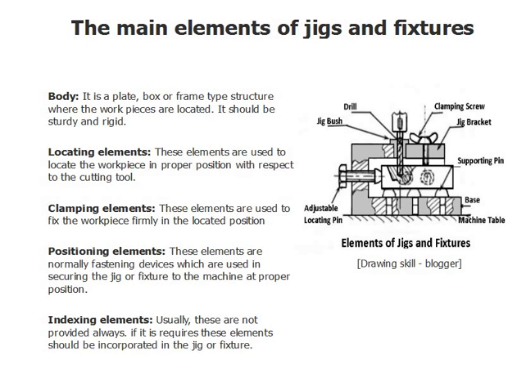Locating elements are used to locate the workpiece in proper position with respect to the cutting tool. Clamping elements is another part. These are used to fix the workpiece firmly in the located positions. Positioning elements normally are fastening devices which are used in securing the jigs and fixtures to the machine at proper locations. So normally the positioning elements are used to fix the jigs and fixtures on the machine table.